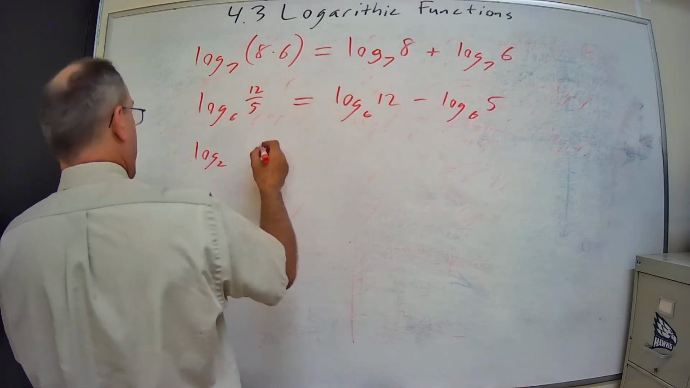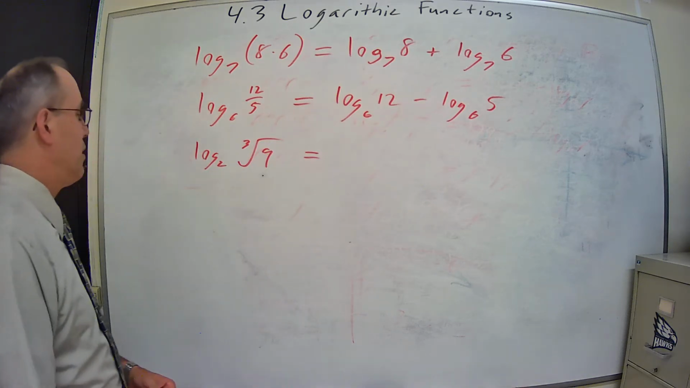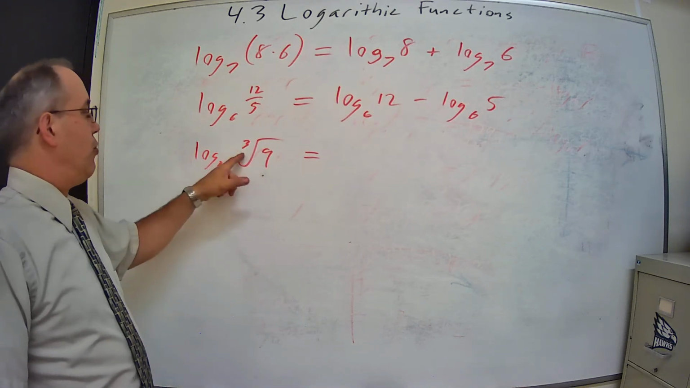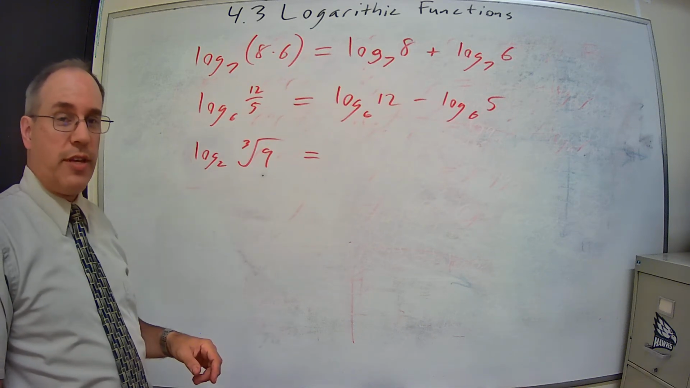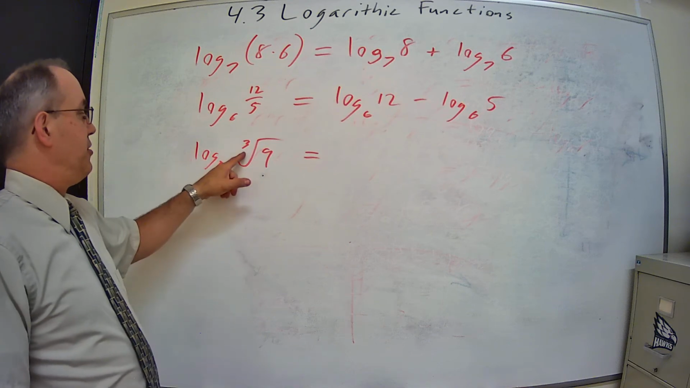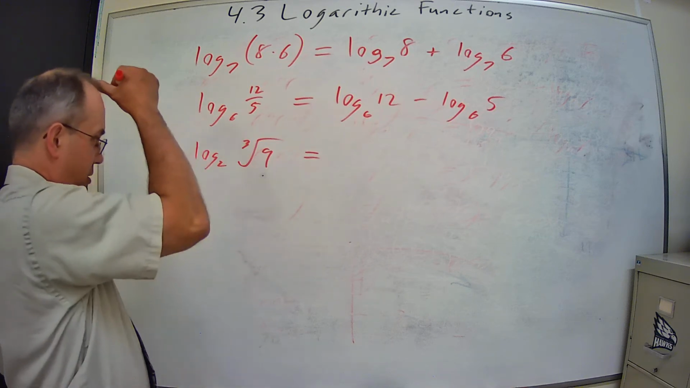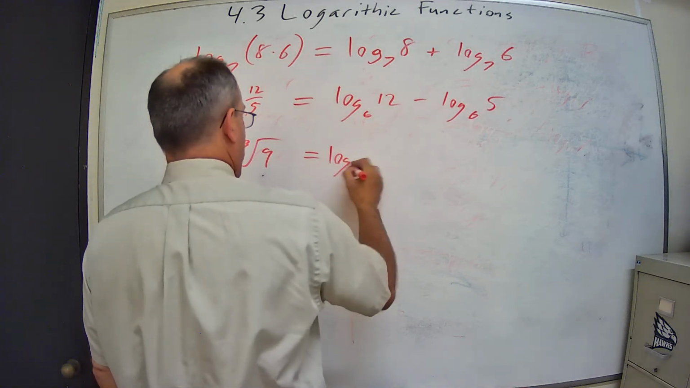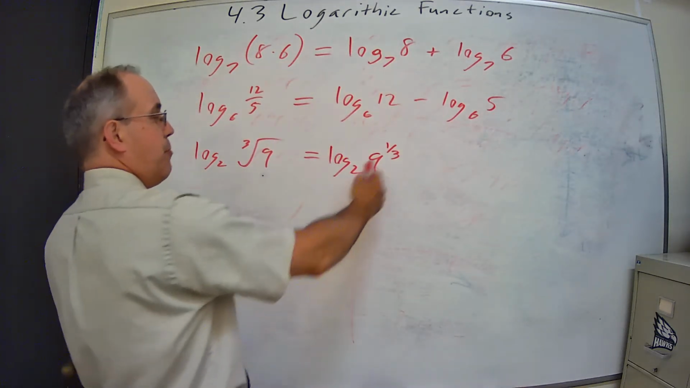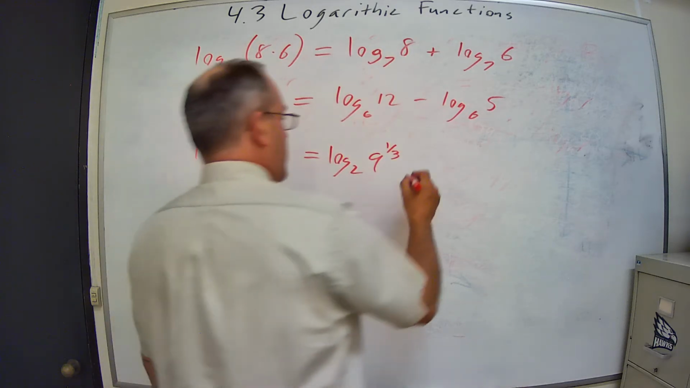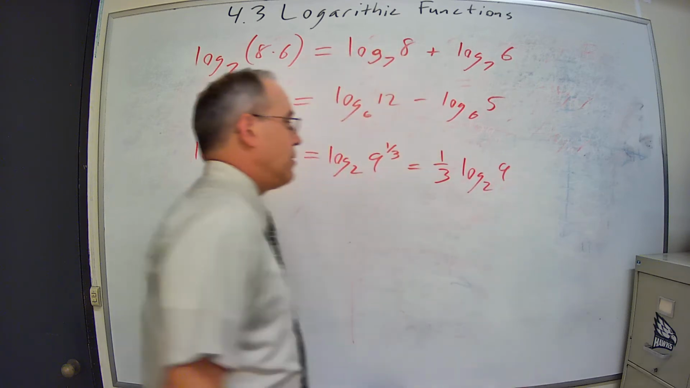Log base 2 of the cubed root of 9. You may look at this and go, well, wait a second. Well, cubed root, remember, that's just a rational exponent, isn't it? So that's just this raised to the 1/3. So I can say that's equivalent of log base 2 of 9 to the 1/3. And if we have a power, we can pull that out front, is equal to 1/3 log base 2 of 9.